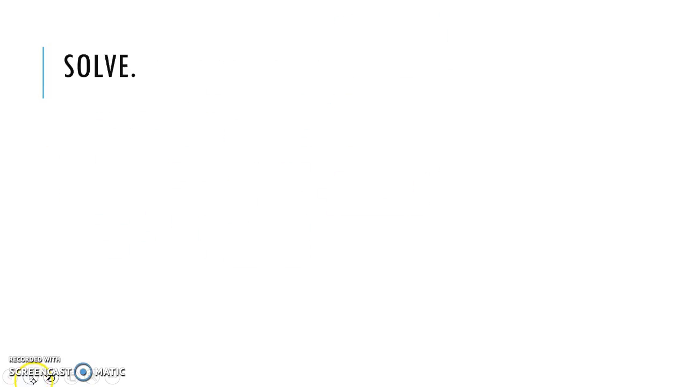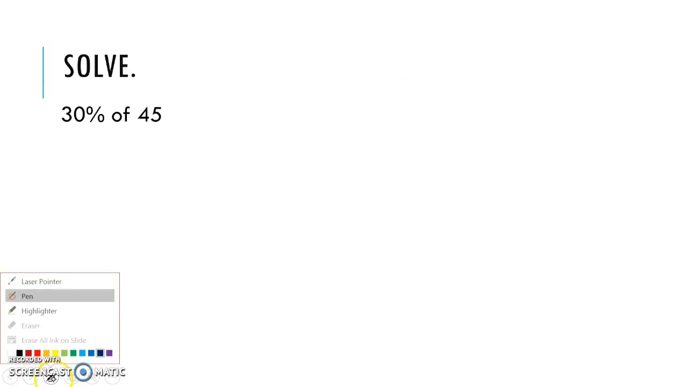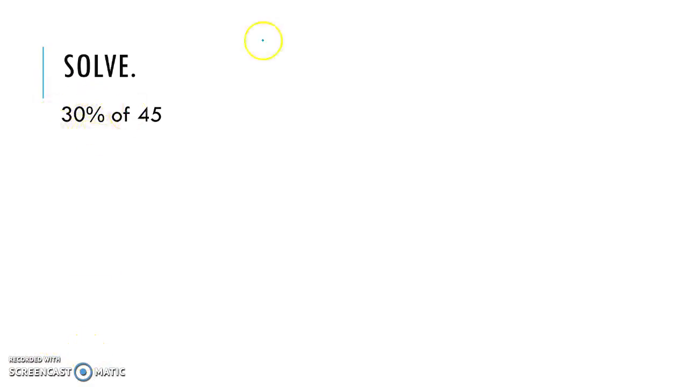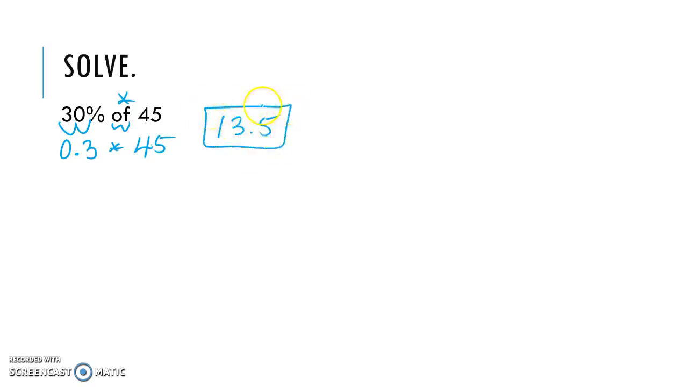Our next problems are percents of numbers. So here we need to take our percentage, and we're going to turn that into a decimal. So 30% is the same as 3/10. Of in math means to multiply, and we multiply that by 45. So when we do 3/10 multiplied by 45, we should get 13.5, or 13 5/10.